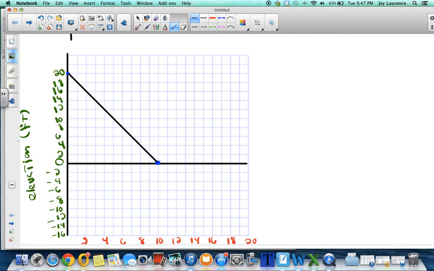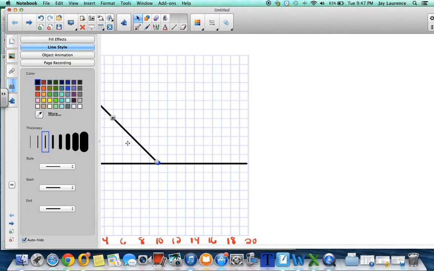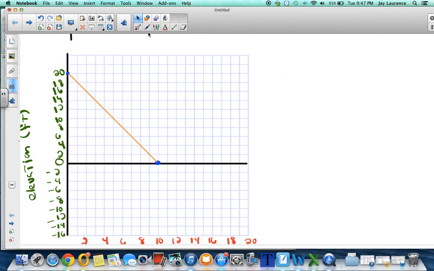Right, and I guess I should change that color, otherwise my black segments are going to blend in with my axes, and I don't want that. And there we go.